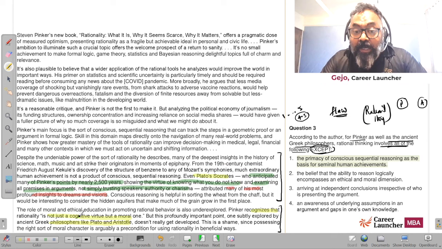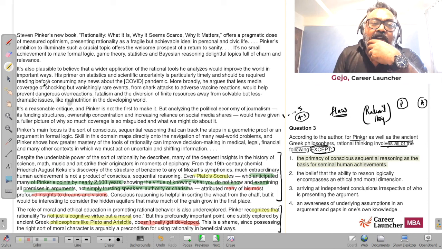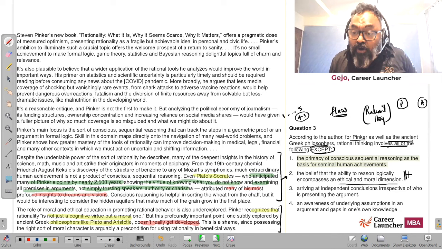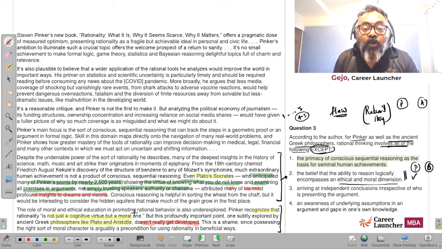I believe the issue with this particular question is that, because of all this in between, it really doesn't get developed. You might have an interpretation, which is why you could look at answer choice number 2, and some people may fall for this. It says the ability to reason logically encompasses ethical and moral dimensions. Both of them have acknowledged this. Pinker recognizes that it's not just cognitive but a moral one, and this is explored by Greek philosophers like Plato. Both of them agree to this.